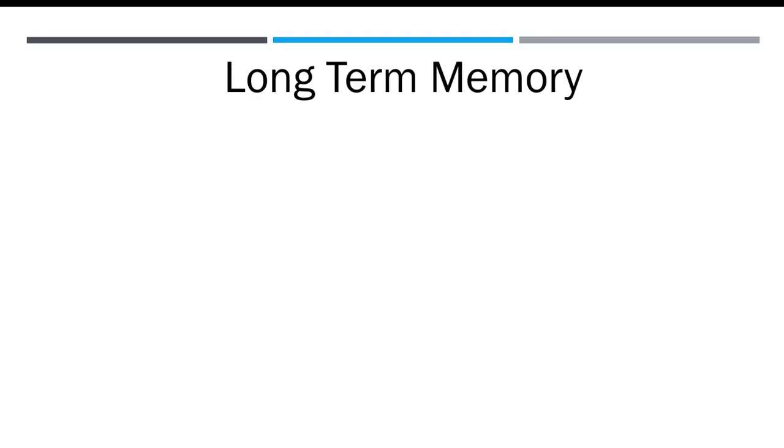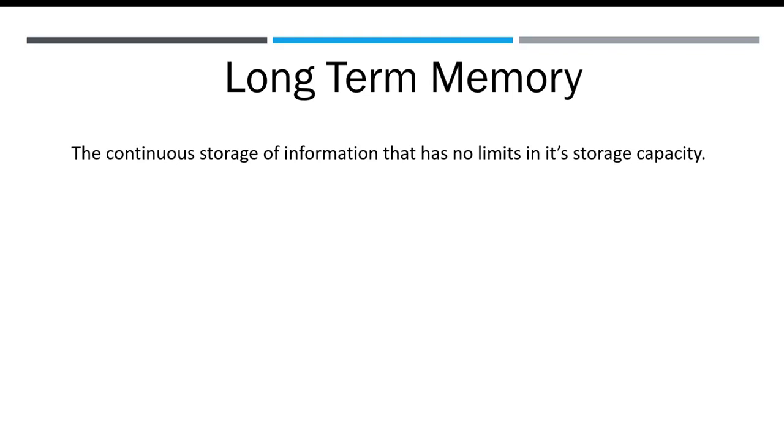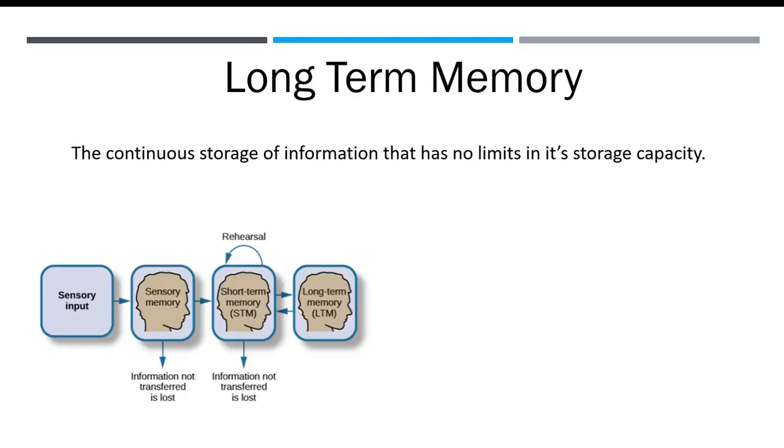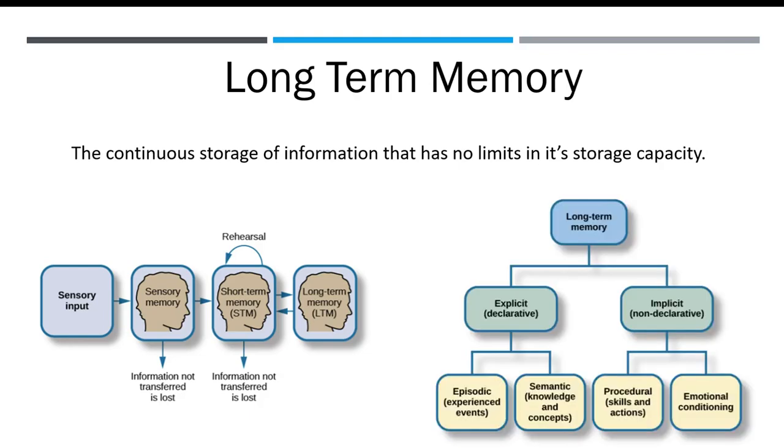And then the last process of memory is long-term memory, which is the continuous storage of information that has no limits in its storage capacity. And this contains all the information you were able to retrieve from your memory, and this is similar to a computer hard drive, which holds all the computer's information that you have put on the hard drive to save. And long-term memory is composed of two parts. As you can see here, it's composed of explicit and implicit, and we'll describe the difference between each in the next slides.